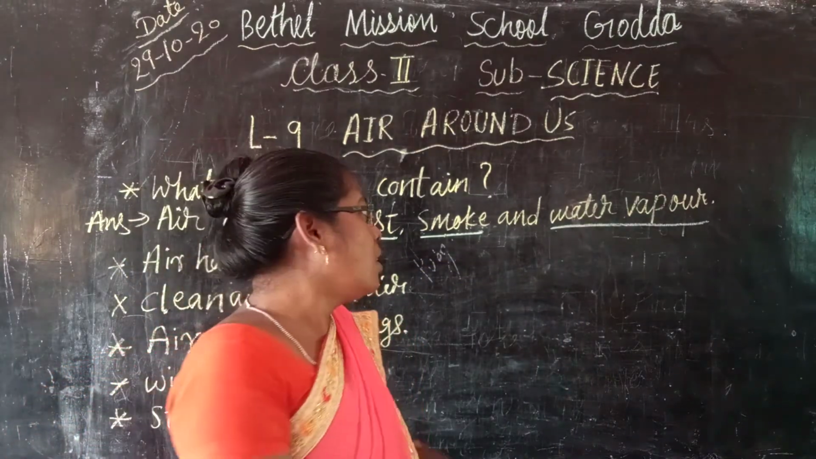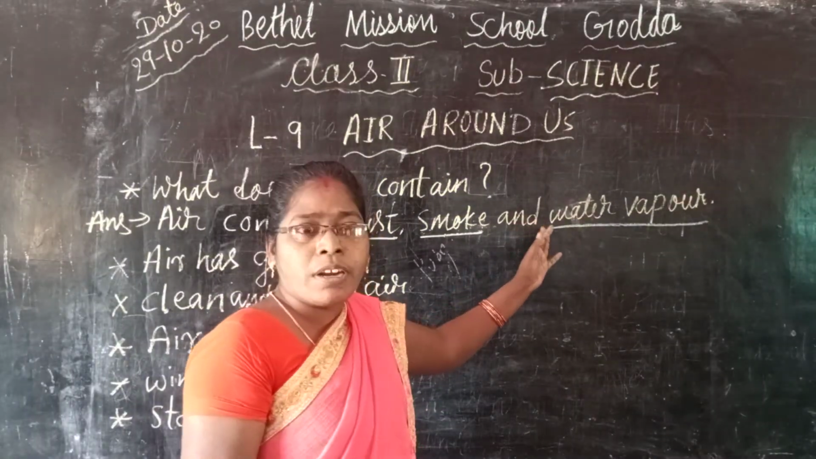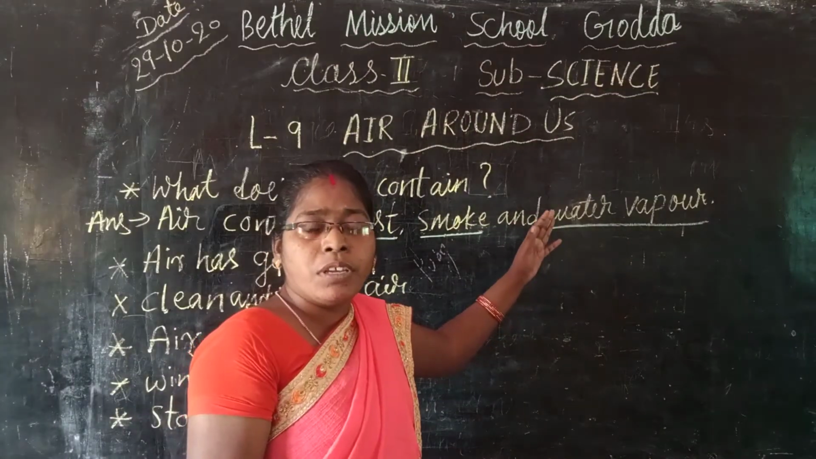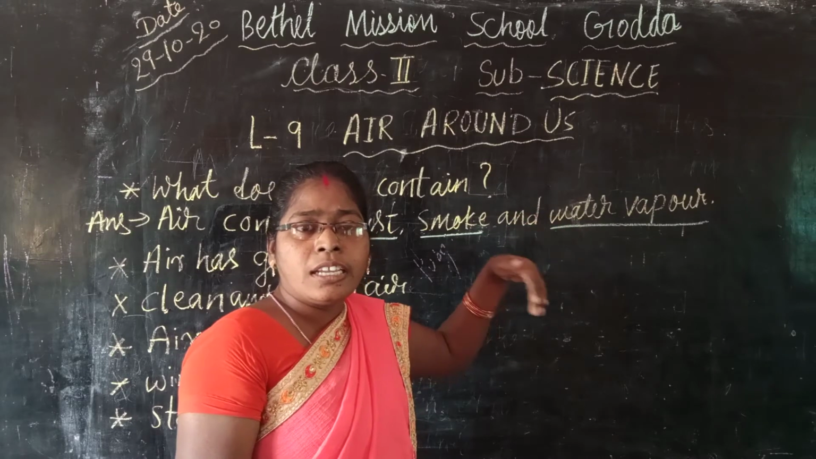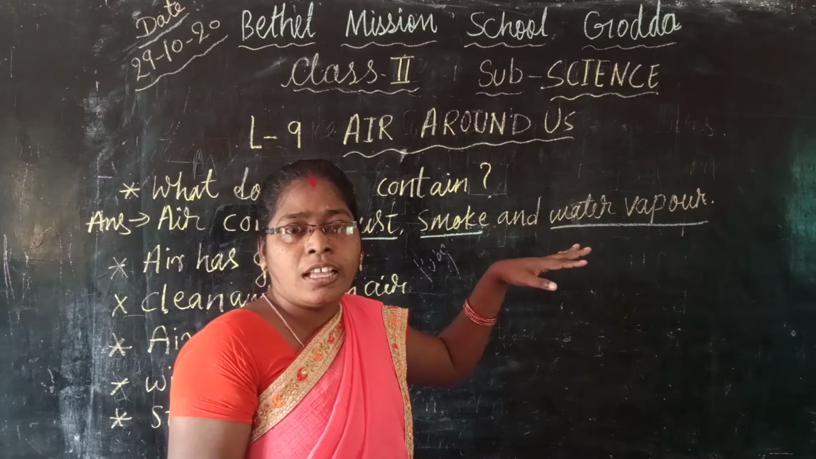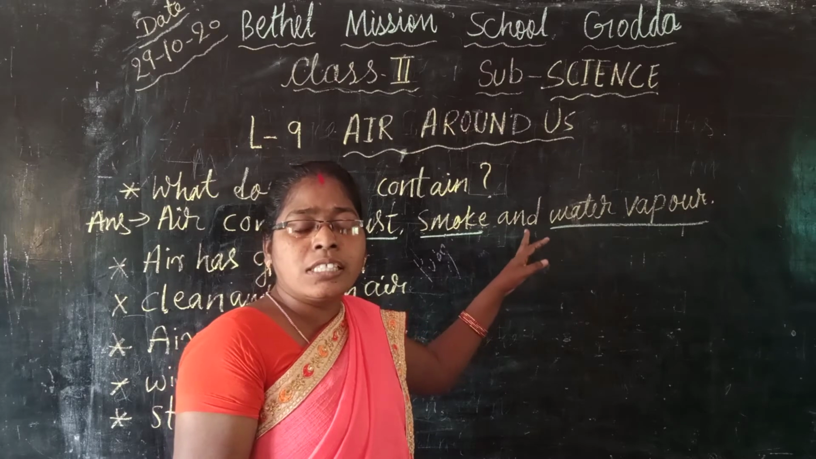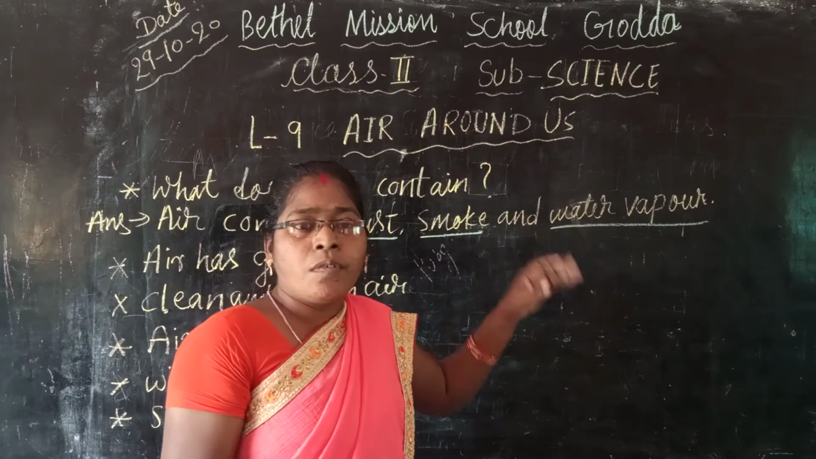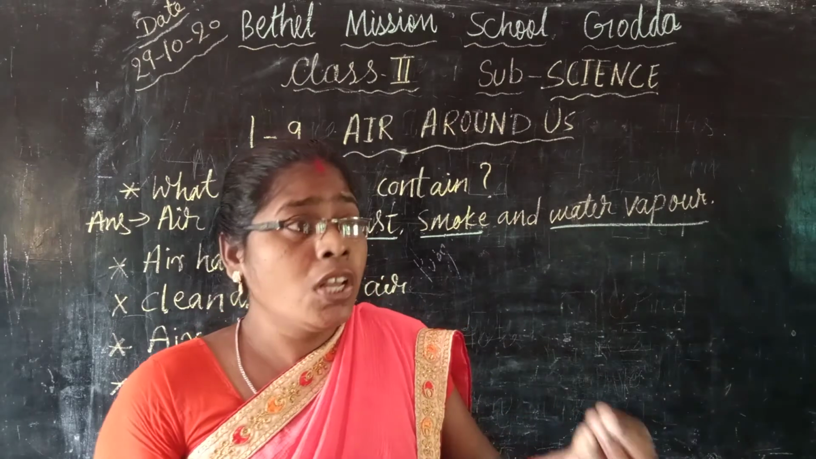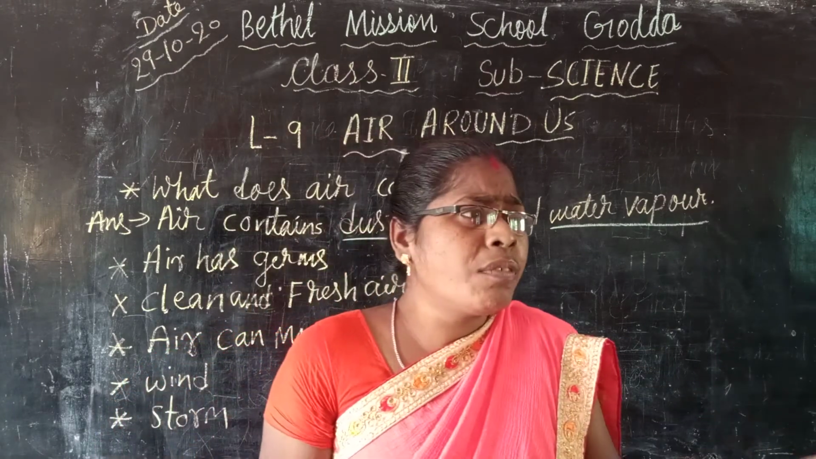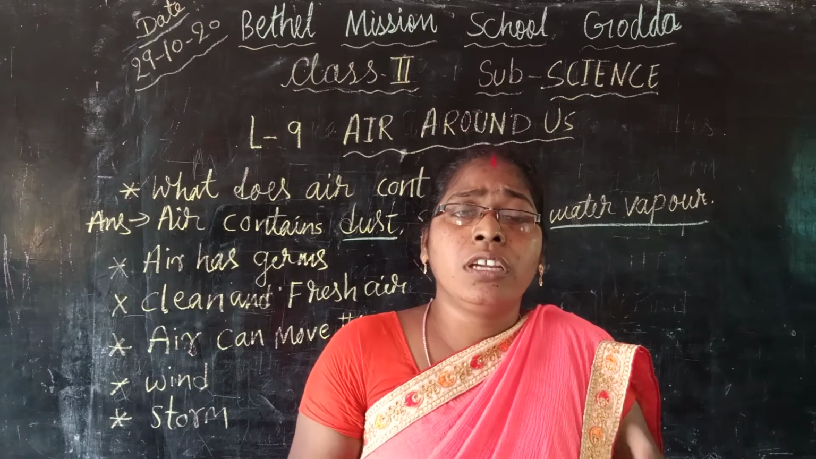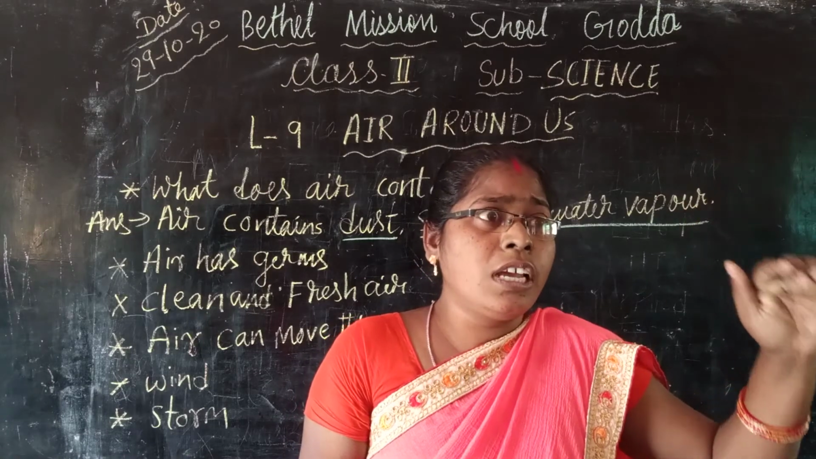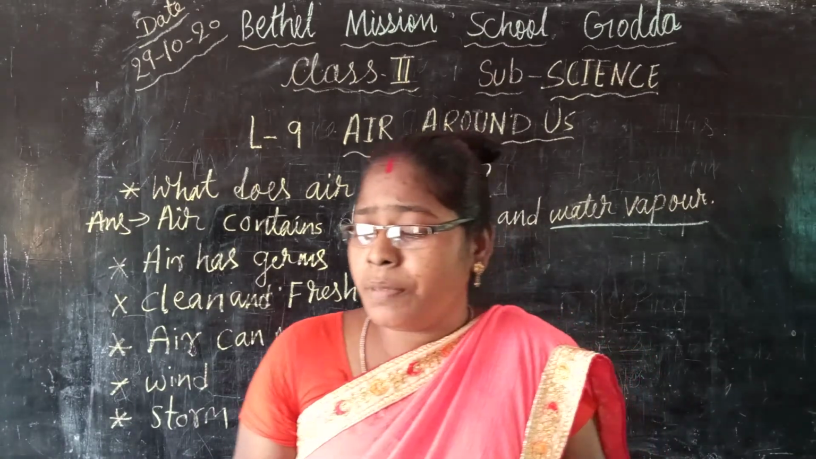So children, did you understand about the water vapor? When we boil the water, when water is heated and it goes into the air, it is water vapor. When we dry our cloth, where does the water go from the wet cloth? It goes up into the air as water vapor.